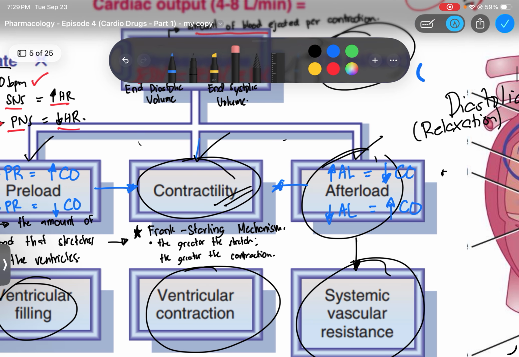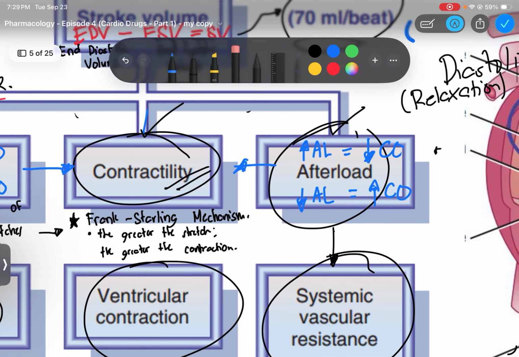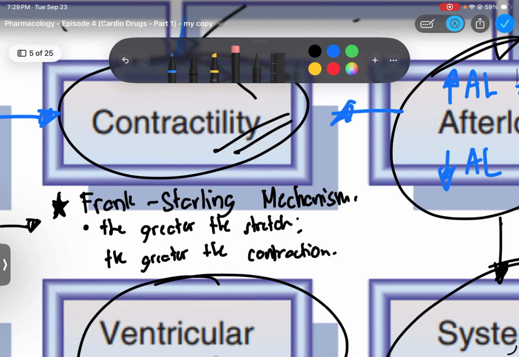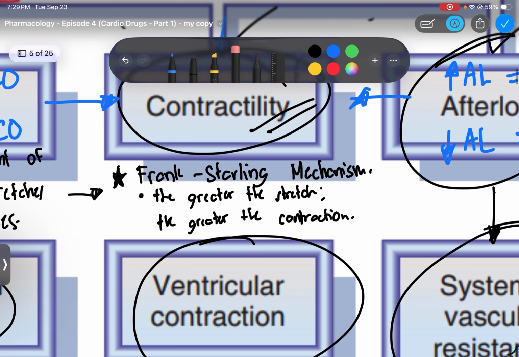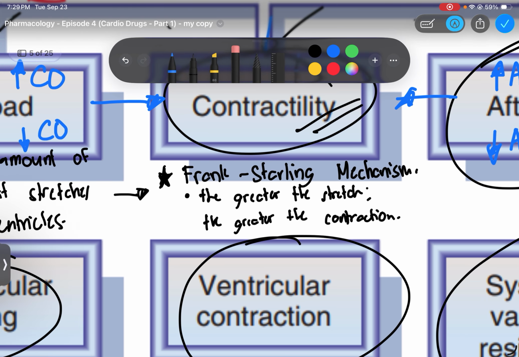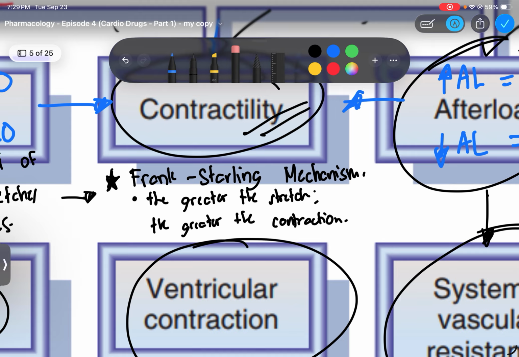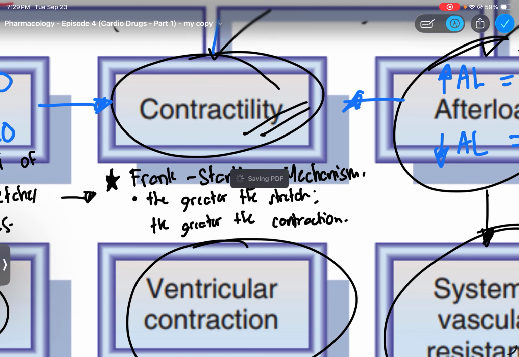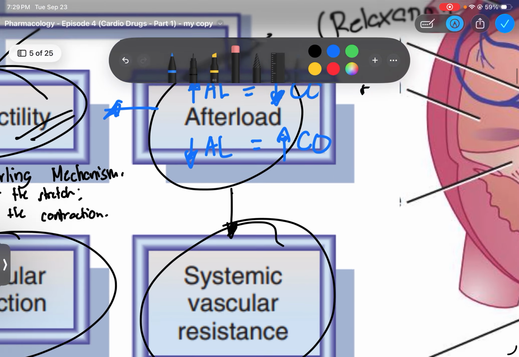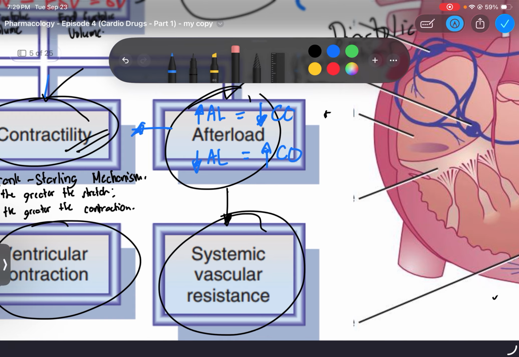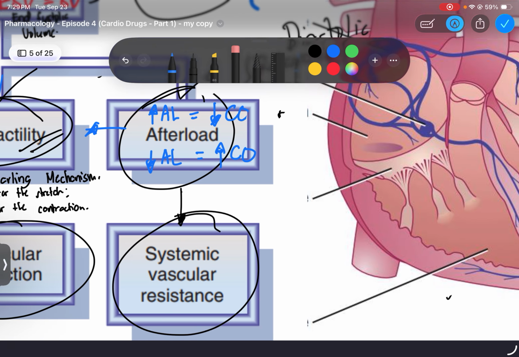Next factor, class, is contractility. We have what we call the Frank-Starling mechanism. The Frank-Starling mechanism basically means that the greater the ventricular stretch, the greater the preload, the stronger the contraction. So the more blood in your ventricles, the greater the stretch, and the greater the contraction, which is much stronger.